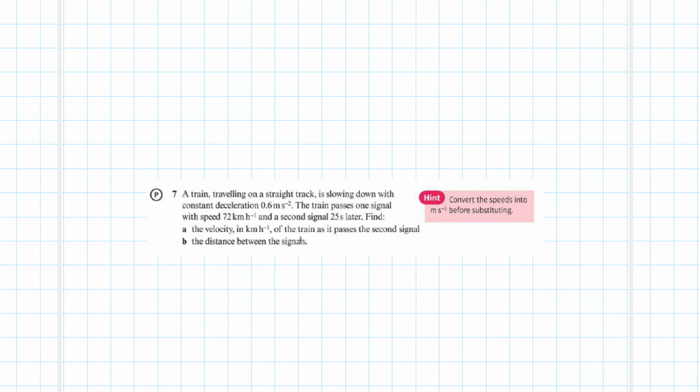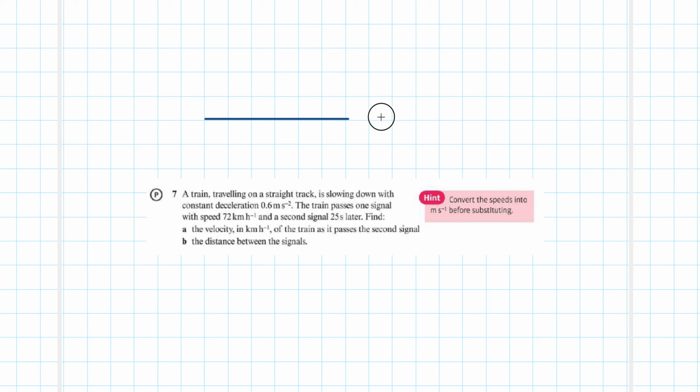Question 7: a train travelling on a straight track is slowing down with a constant deceleration of 0.6 meters per second squared. The train passes one signal with a speed of 72 kilometers per hour and a second signal 25 seconds later. Find the velocity in kilometers per hour of the train as it passes the second signal.